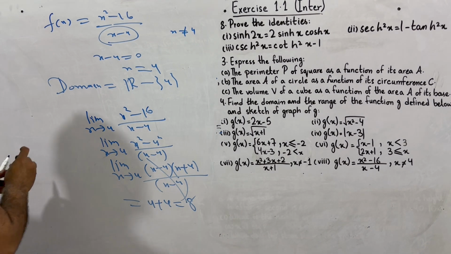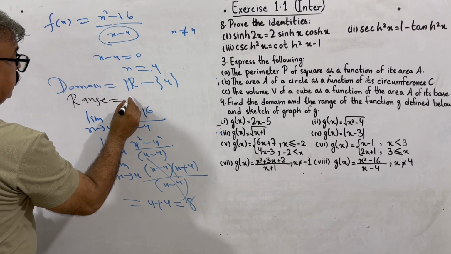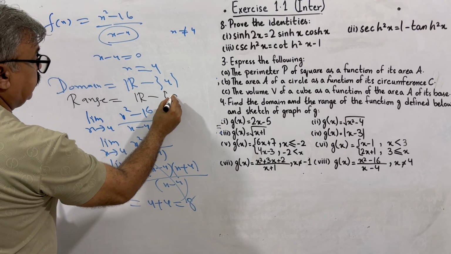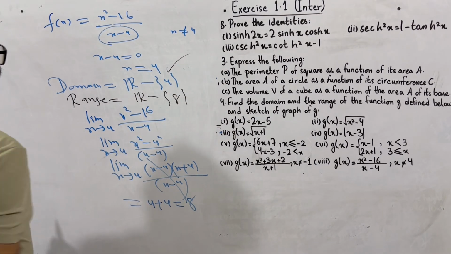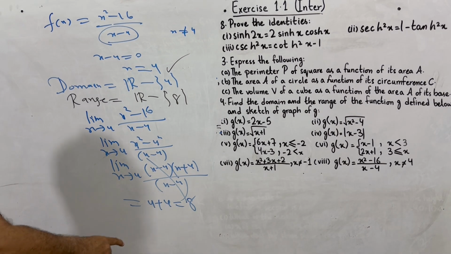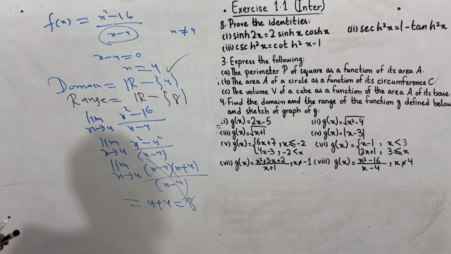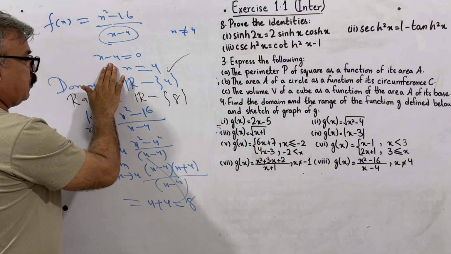So our range is going to be all real numbers excluding 8. 4 is not included in the domain, and the corresponding limit value at x equal to 4, which is 8, is not included in the range as well. This is the exception at x equal to 4.